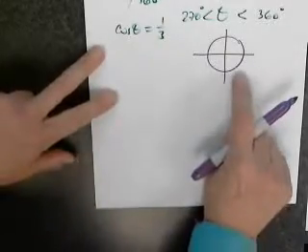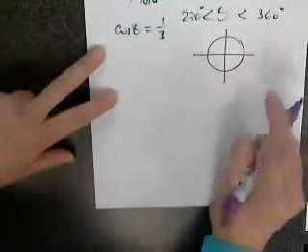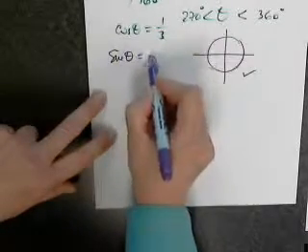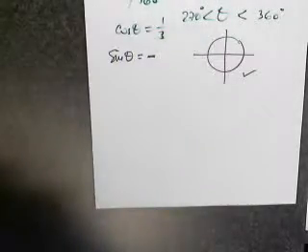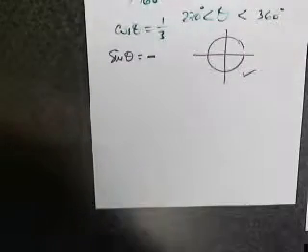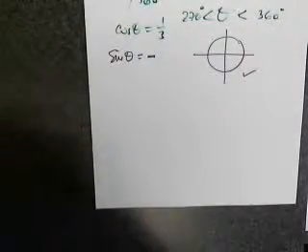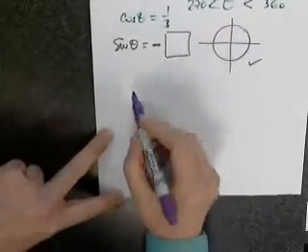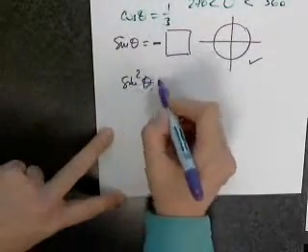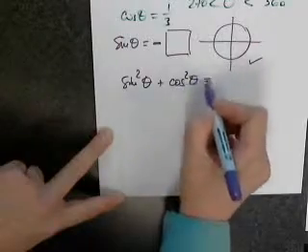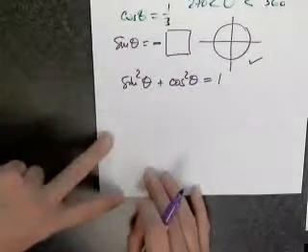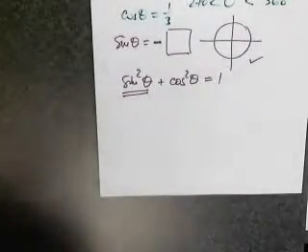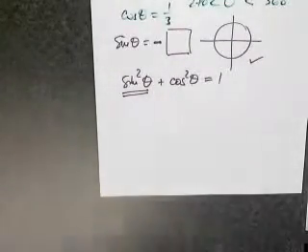Is cosine positive in the fourth quadrant? Yes, of course. What about sine? It will be negative. How do I determine sine? Sine squared plus cosine squared equals 1. Excellent, that's the formula. So I know that sine squared theta plus cosine squared theta equals 1, and I'm trying to solve this equation for sine squared. What should I do? Subtract.